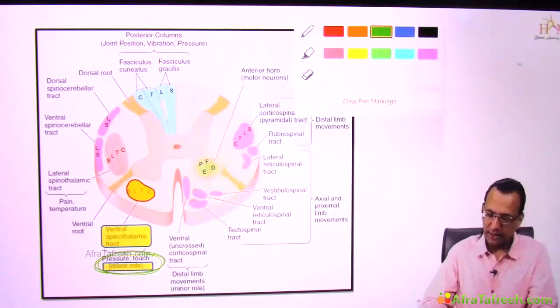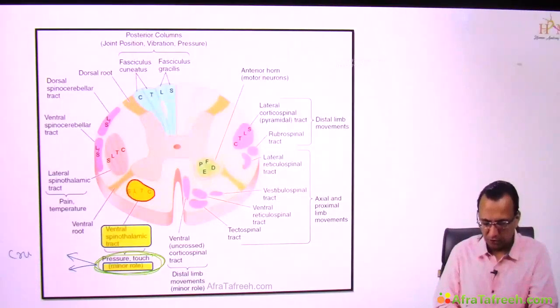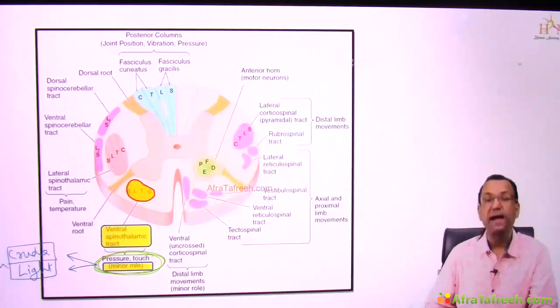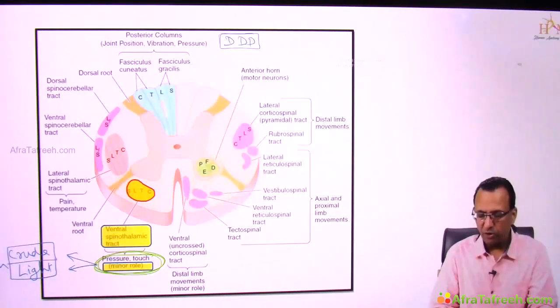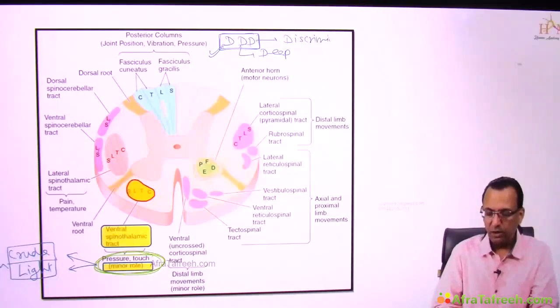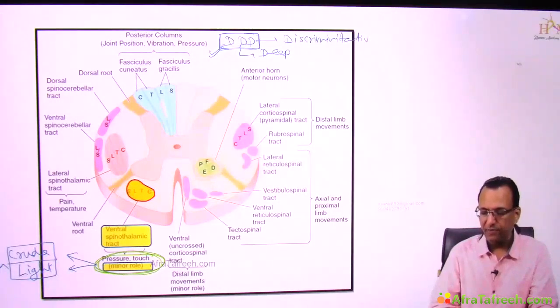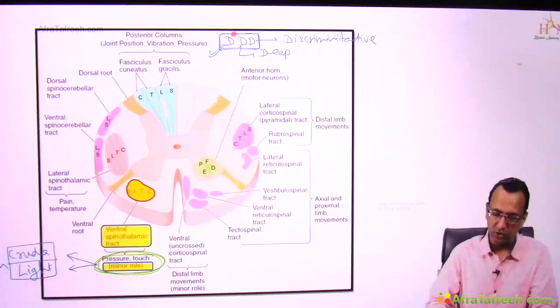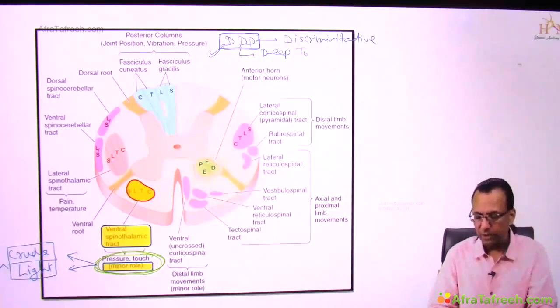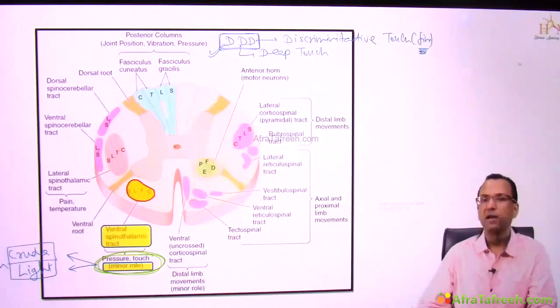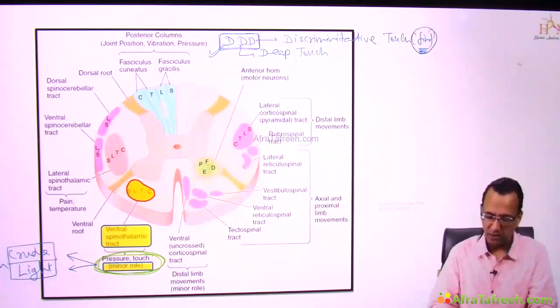You have to understand that if you are talking about crude touch or light touch, it is carried by the anterior spinal thalamic tract. But for the dorsal column, you have DDD. What is this DDD? The first D is for the dorsal column, the other D is deep touch, and then discriminative touch. Discriminative touch requires fine touch. There is a fine touch and there is a crude touch.